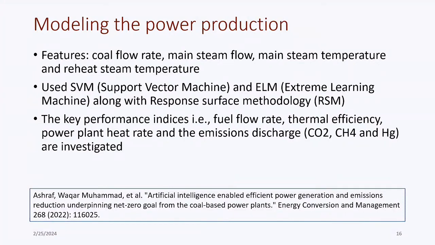They are able to demonstrate that there are certain key performance indices relevant to this power production task, such as fuel flow rate, thermal efficiency, power plant heat rate, and the emission discharge, and that by building and using this model, they are able to improve on these. So this is a demonstration that they had a particular task, which is efficient power generation with some net zero goal. They also look at not only the production, but also the regulations about emissions, etc. And they are able to demonstrate that by using this machine learning model, they get better efficiency.